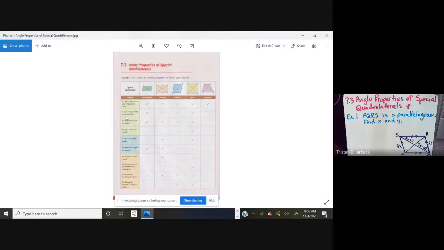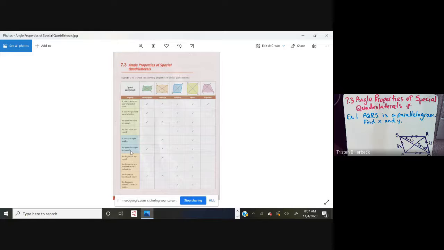Now let's look at this. It says its opposite sides are equal. Well, that's all parallelograms. This side equals that, this side equals that. It has four sides that are equal. Well, that's just the rhombus and the square. It has four right angles. Well, that's just a rectangle and a square.